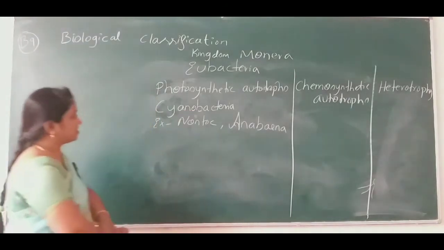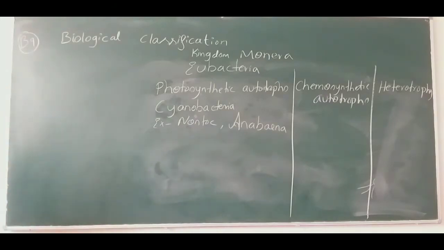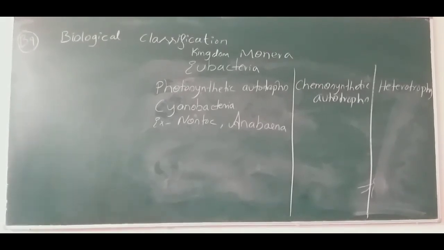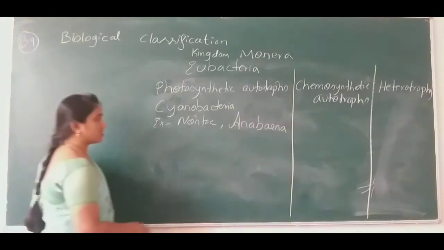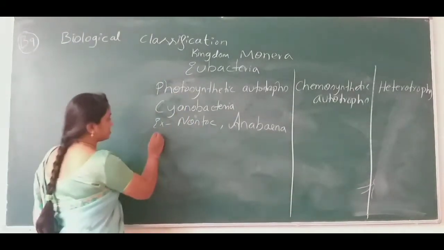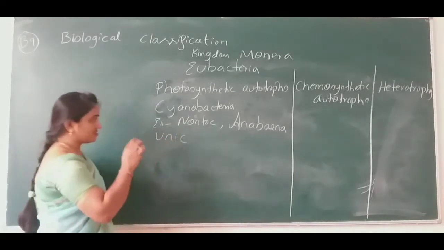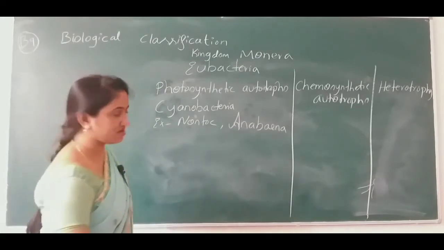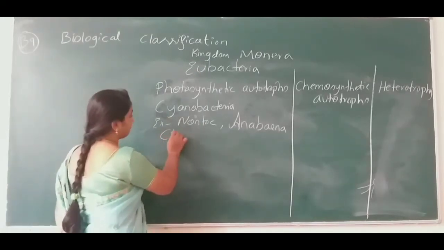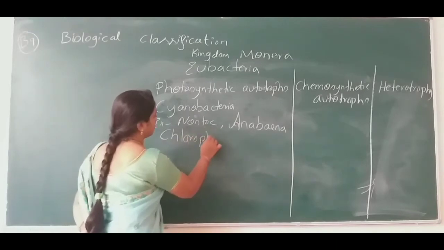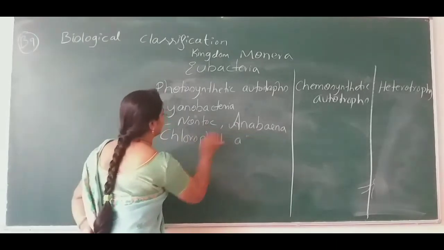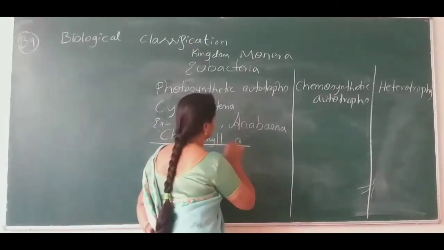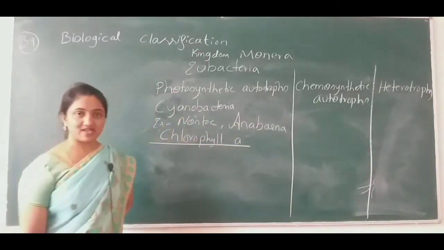Now, the next is, let me introduce you to the characteristic features of Nostoc. The cyanobacteria, Nostoc or Anabaena, are unicellular. Remember this, it is important. They consist of chlorophyll a pigment inside the cell.